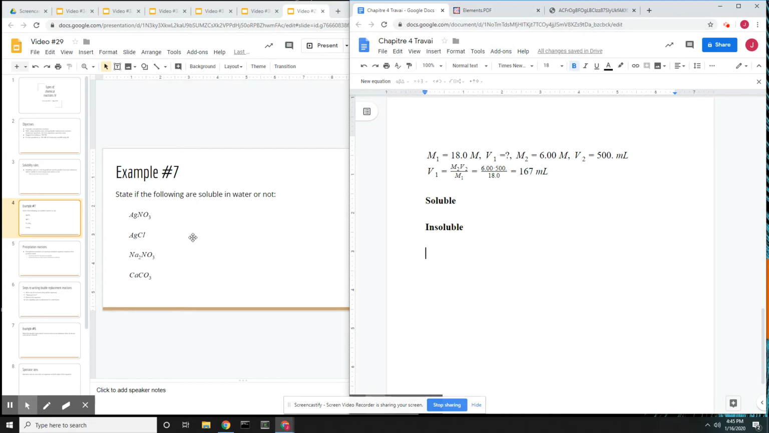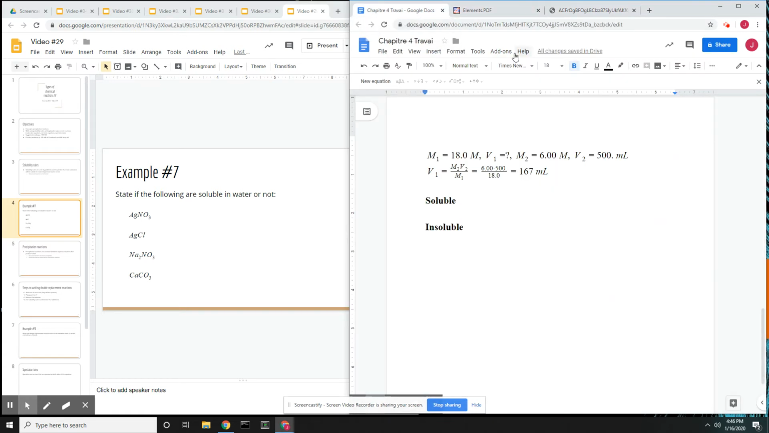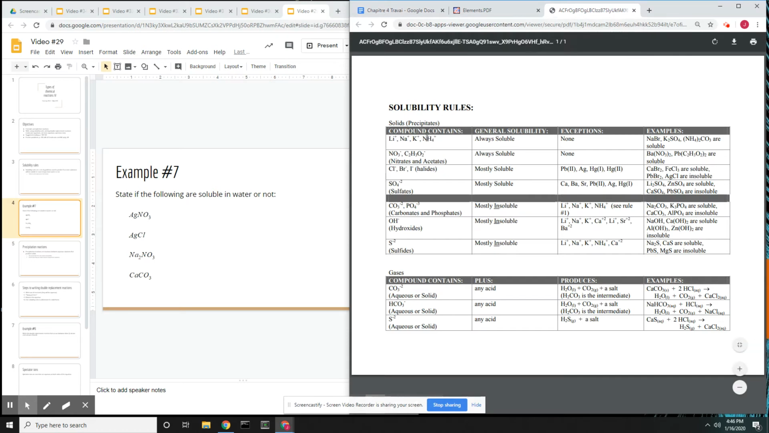NaNO3, that should just say NaNO3 actually, but either way, it works. NO3 is always soluble with no exceptions. Na is soluble with no exceptions, so that is going to be soluble. And then CaCO3. Okay, I see carbonates are mostly insoluble. Calcium is not on the list of exceptions, so this is going to be insoluble.